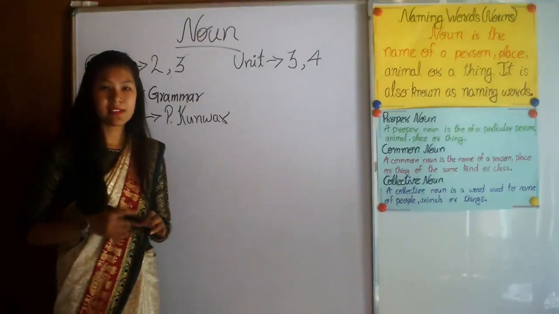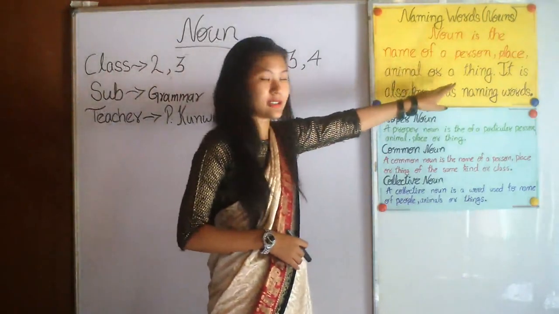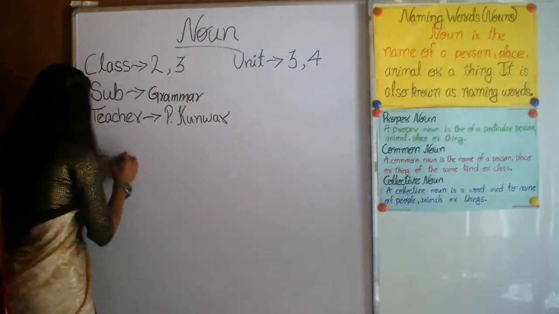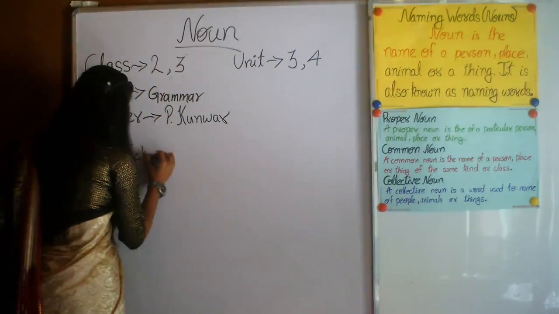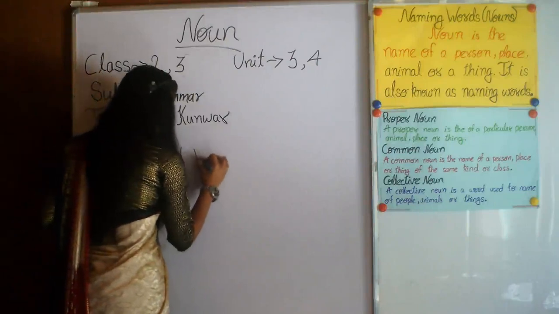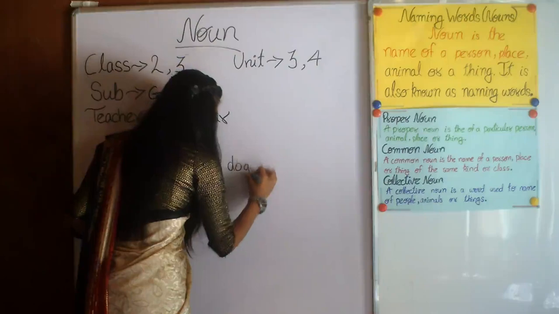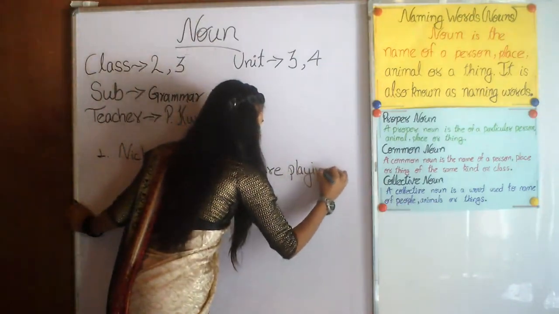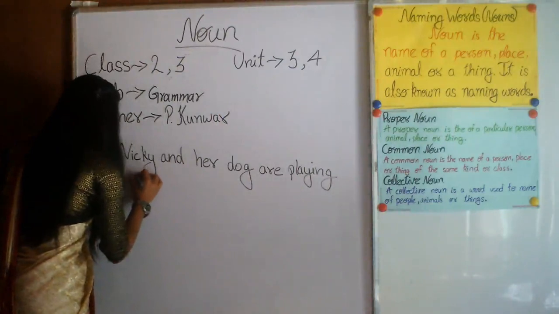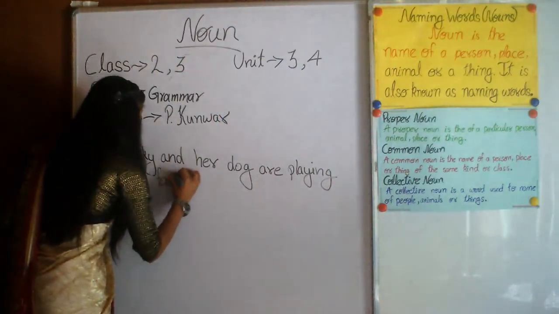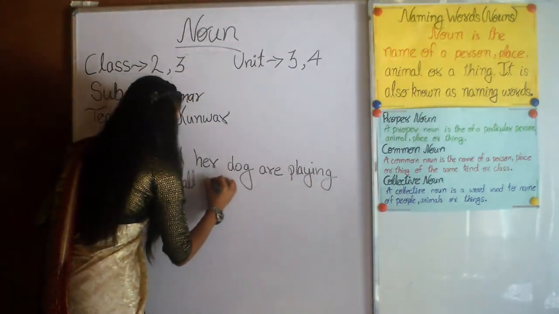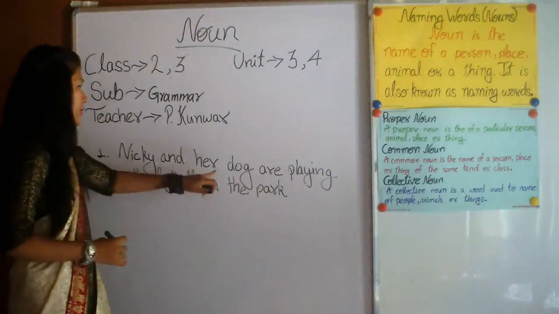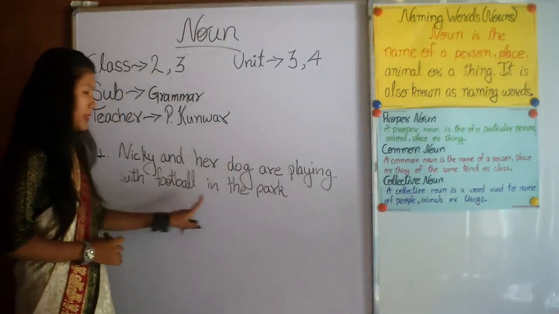Children, let's make one sentence including these nouns: person, place, animal, or thing. Let's make a sentence. Nikki and her dog are playing with football in the park. Nikki and her dog are playing with football in the park.